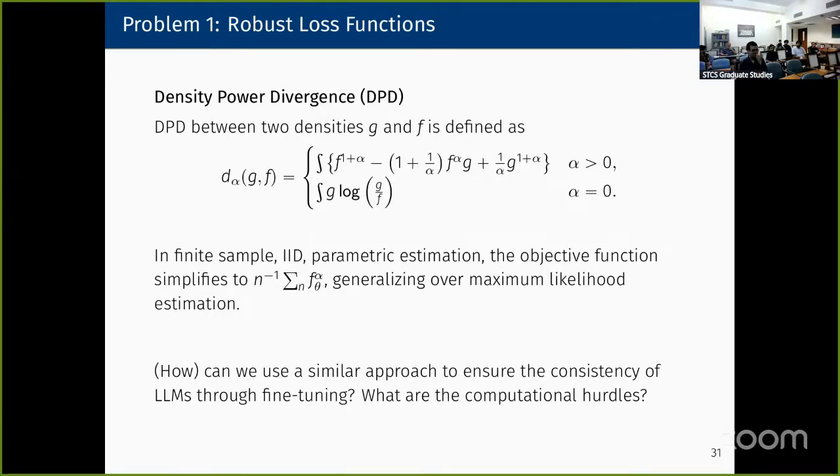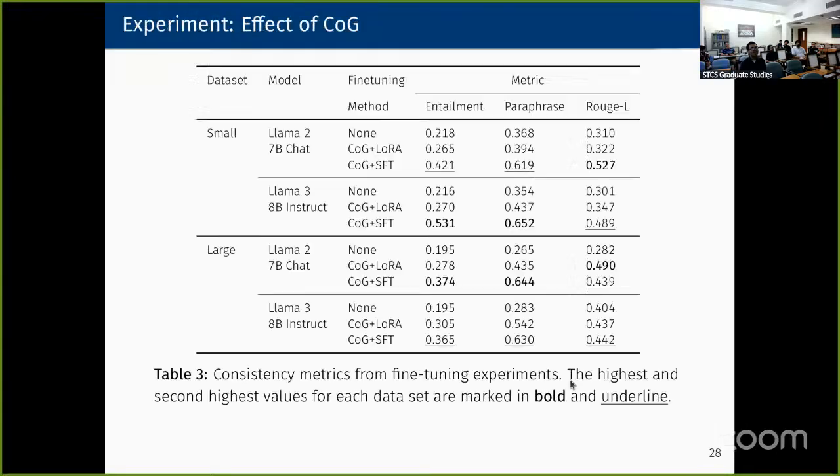Okay, I guess I have one more stupid question. So can you go back to the experimental results, the table? Sure. Okay, so something I'm trying to understand: what is the thing with the underline and the bold? So highest and second highest.